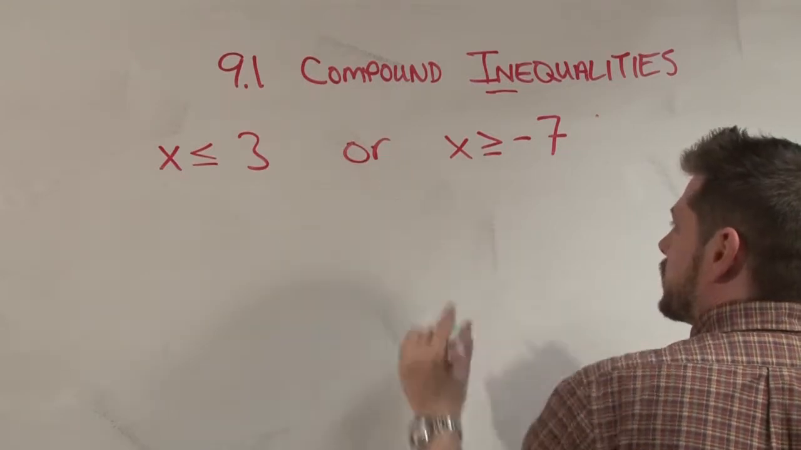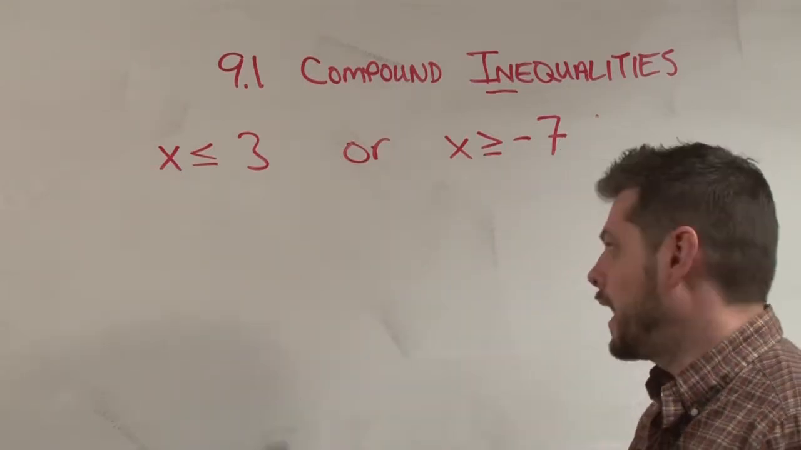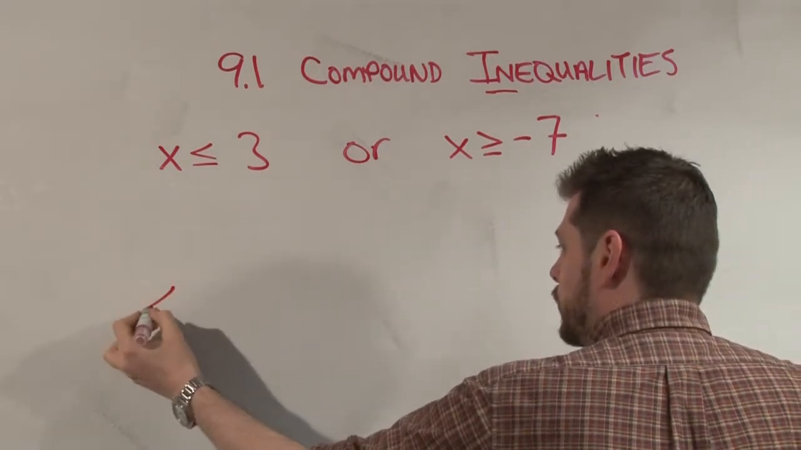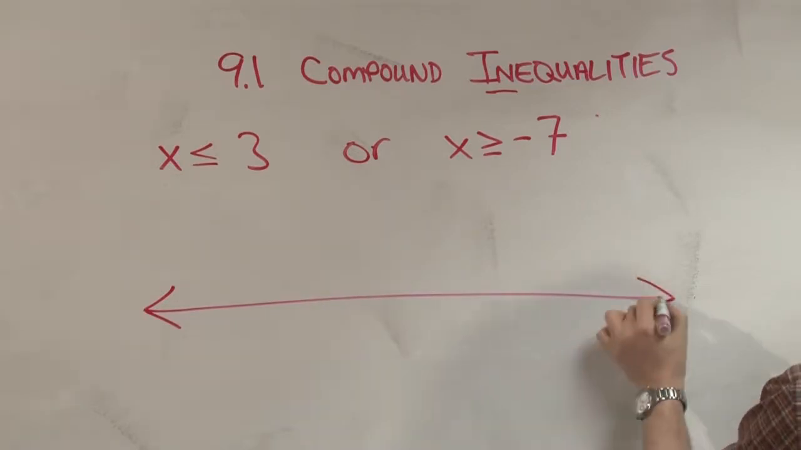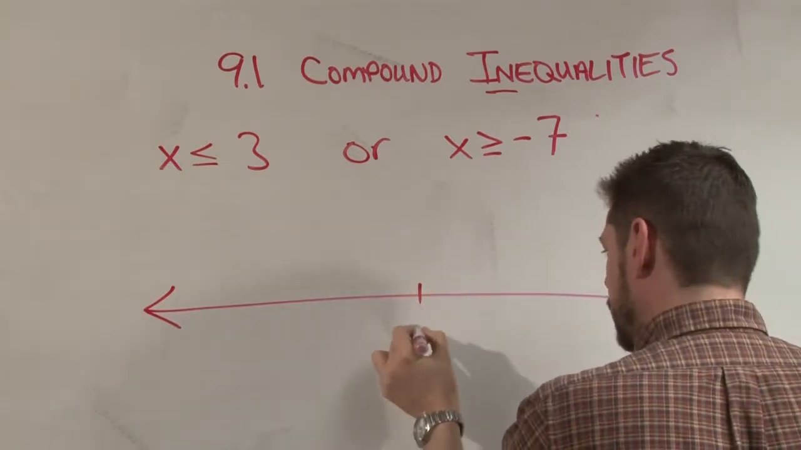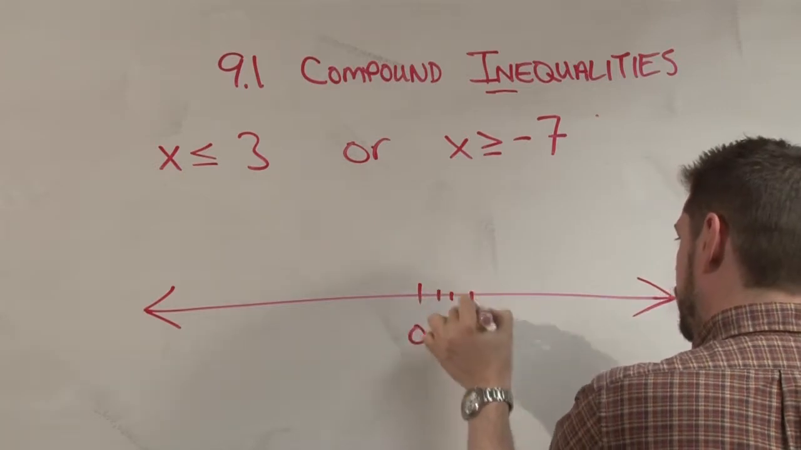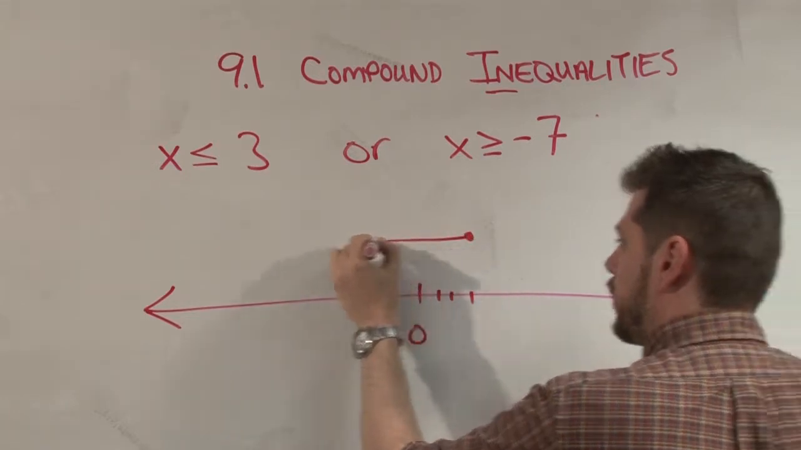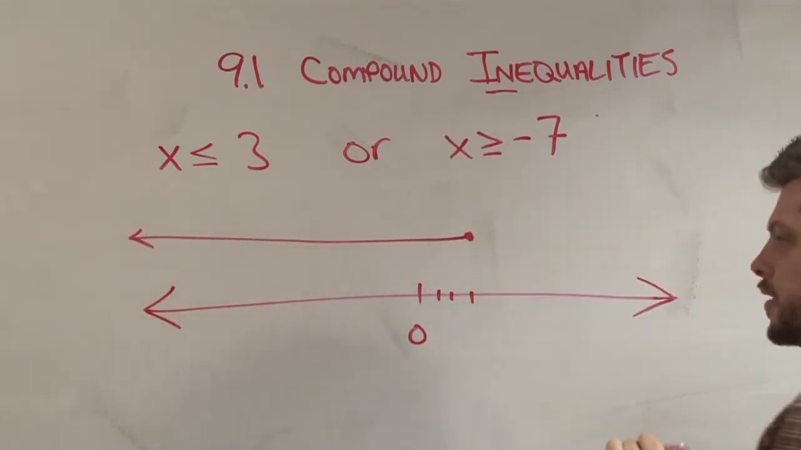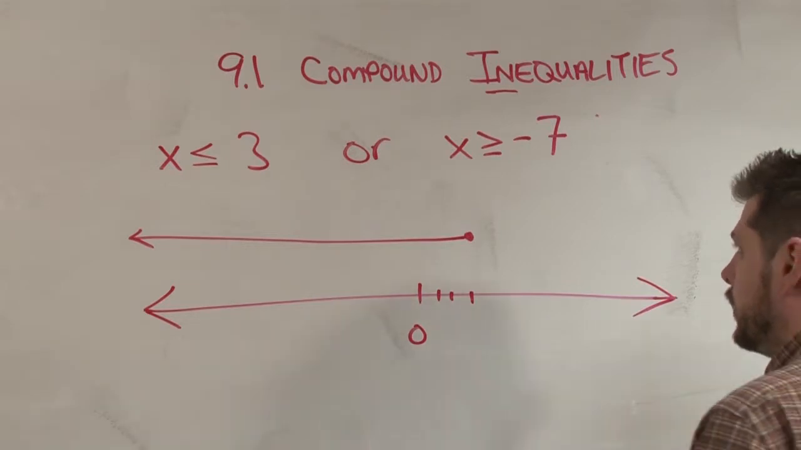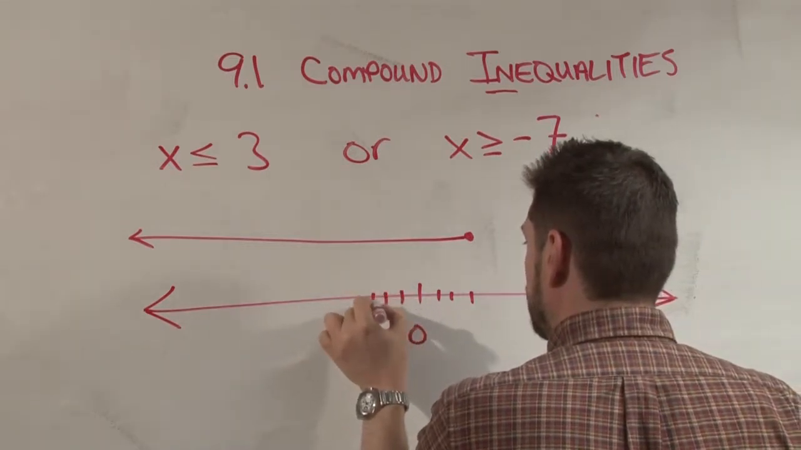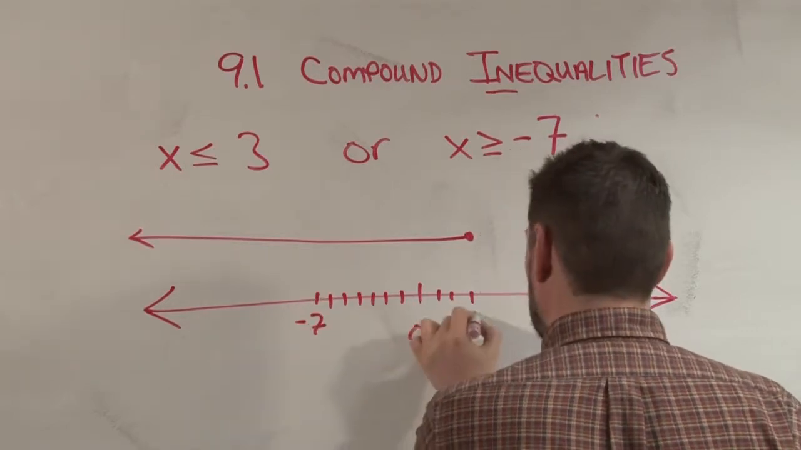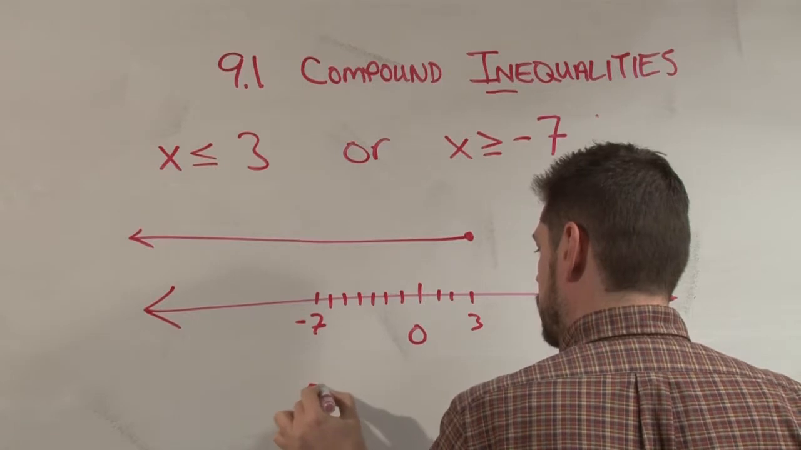but one significant change. Now I'm looking for answers that satisfy either of these conditions. Okay? So when I put my number line together, same approach. Let me start with my first condition. All the numbers that satisfy the fact that they are less than or equal to 3 are all those numbers in that direction. And then all the numbers that satisfy the second condition, -7's there, are these numbers that go in this direction.